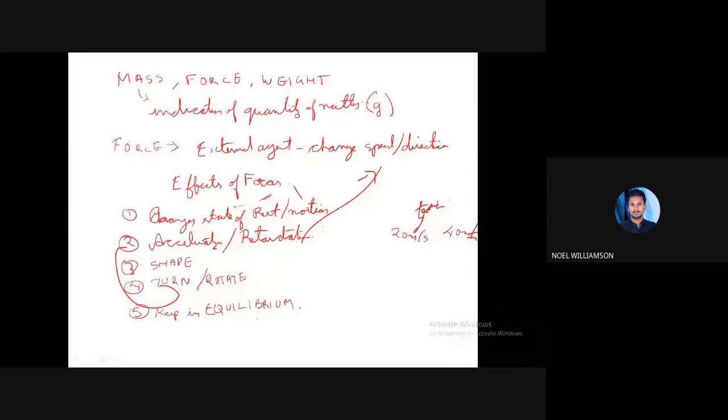So these are the effects of the forces. Whenever a force is acting on a body, these effects may be caused. That is, first one, you can change the state of rest or motion. Then you can give acceleration or retardation, then a change in shape, or the body can be turned or rotated. Then the final effect is it can be kept in equilibrium.